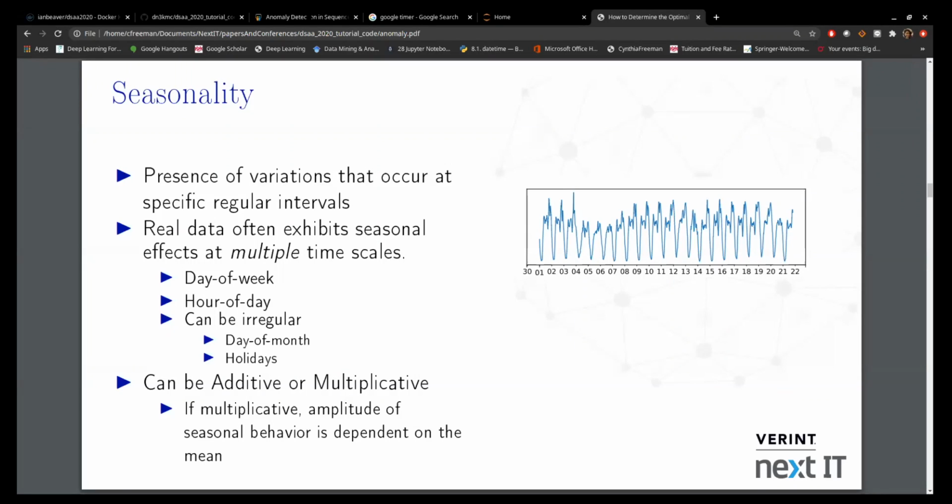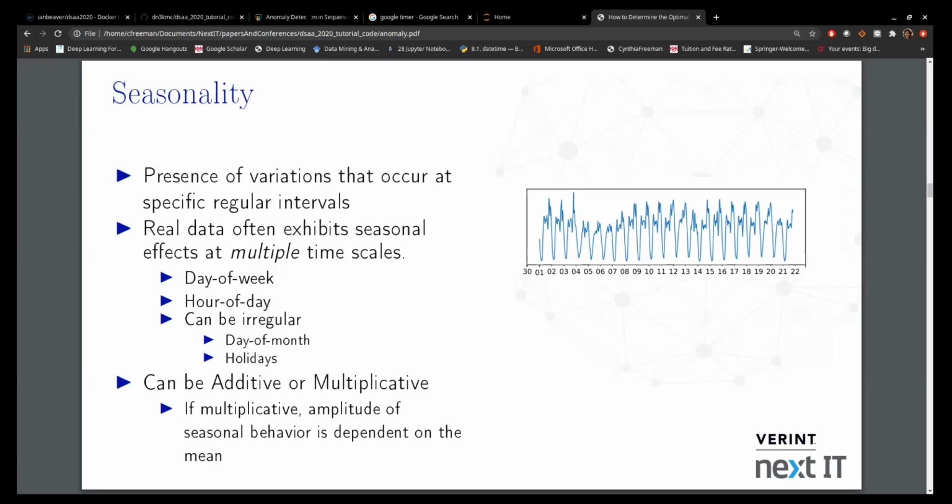So we will first talk about seasonality. Seasonality is the presence of variations that occur at specific regular intervals. It's necessary for companies to identify and measure seasonal variations within their market to help them plan for the future. So if you're an ice cream vendor, you need to prepare for the decrease in demand for your product in the winter. You can also have seasonality at multiple time scales.